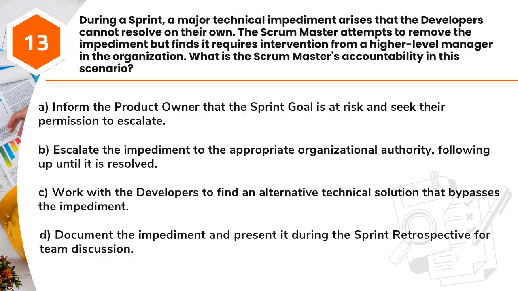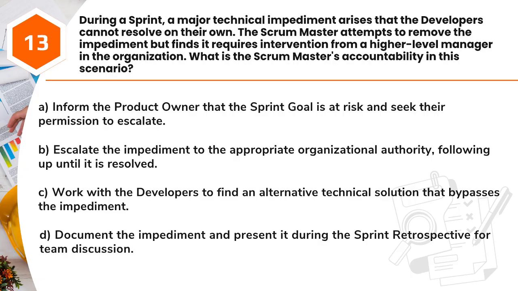Question 13. During a sprint, a major technical impediment arises that the developers cannot resolve on their own. The Scrum Master attempts to remove the impediment but finds it requires intervention from a higher-level manager in the organization. What is the Scrum Master's accountability in this scenario?